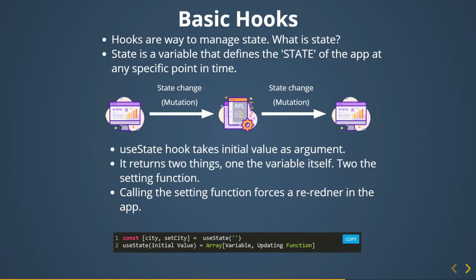So again, the useState hook will take an initial value of the state variable. In this case, it's city here in between the parentheses, and it will return an array. This array will hold two things: city, which is the state variable that we are declaring, and setCity here, which is an updating function. Later in your code, you can call setCity to change that state variable, and that will always force a re-render in the whole app. So calling the setting function forces a re-render in the app.